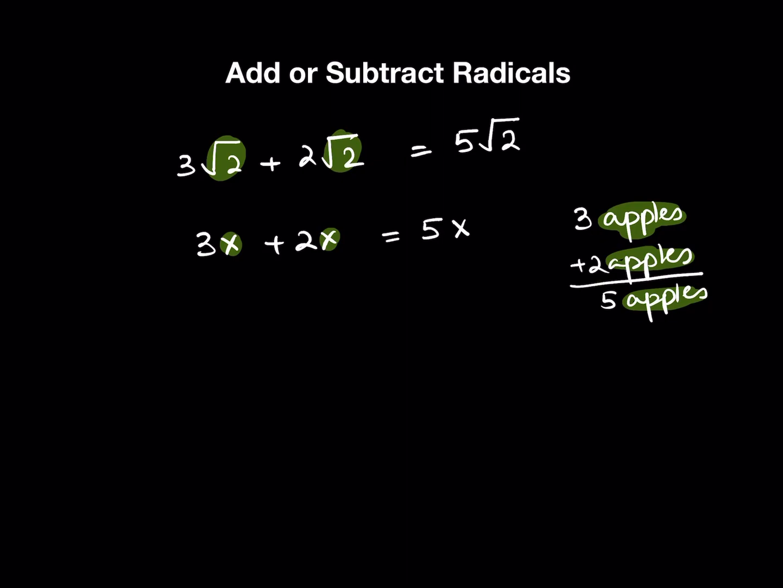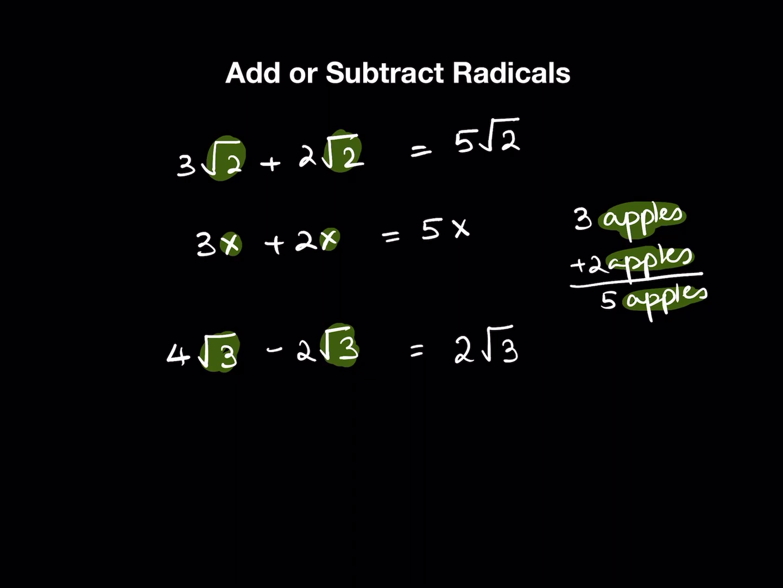Let's take a look at another example. Let's say I give you 4 square root of 3 minus 2 square root of 3. Now, in this case, I'm not adding, I'm subtracting. The logic is still the same. Whether it's addition or subtraction, you do the same thing. Since the square root of 3 is the same in both cases, we're just going to do 4 minus 2, which gives me 2, and then just put the square root of 3 beside the 2.